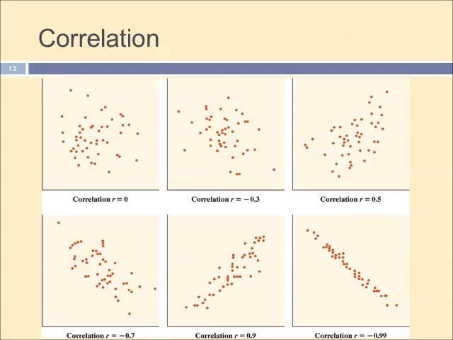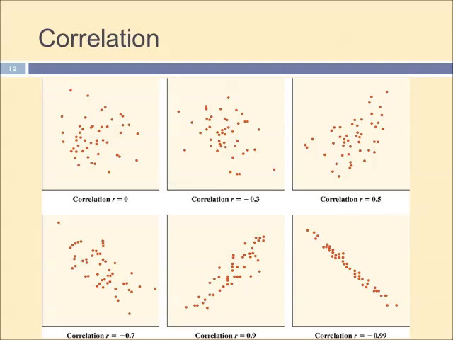Here are some scatter plots along with their correlations. In the upper left, there is essentially no correlation between the two variables. It's as if we could just throw darts at a board. In the second case, there is a weak negative correlation. As the x variable increases, the y variable tends to decrease. But it's a weak relationship.